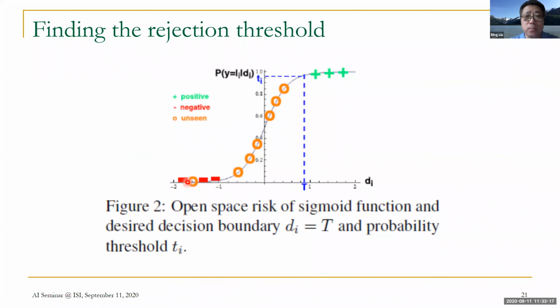In this case, we need a threshold. So we need some kind of Gaussian fitting based on those probabilities, and then find a cutoff based on that skewed data to find a threshold. That threshold is going to serve as the rejection or accept cutoff.